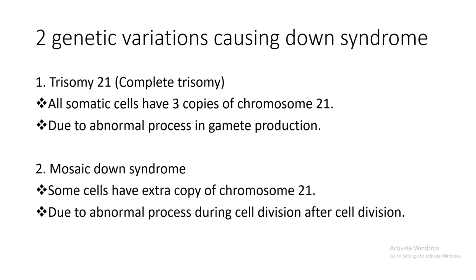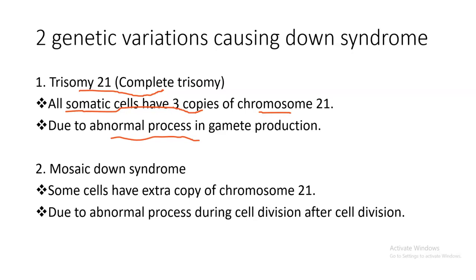So there are 2 types of genetic variations which we're going to focus on. The most common variation is the complete trisomy. This variation occurs in all somatic cells. So all your somatic cells here, they will end up having 3 copies of chromosome number 21. So during trisomy 21, all somatic cells will have that extra copy of chromosome 21. So it normally occurs due to an abnormal process during the gamete production.